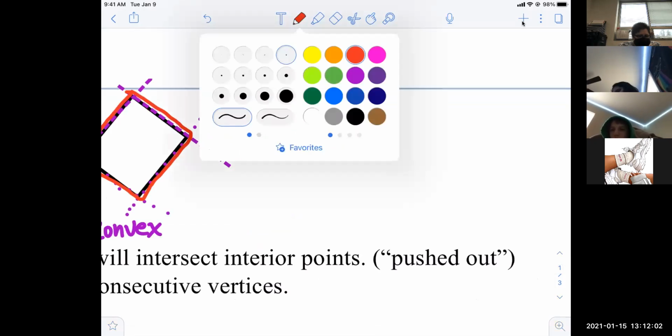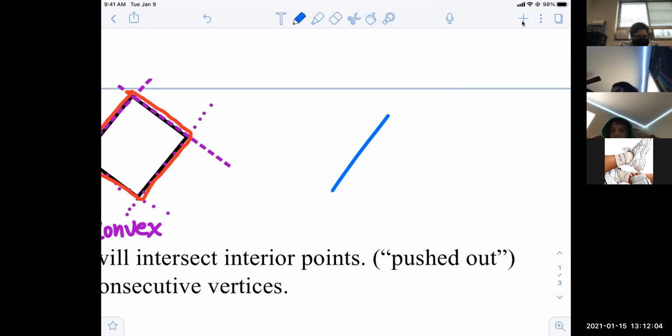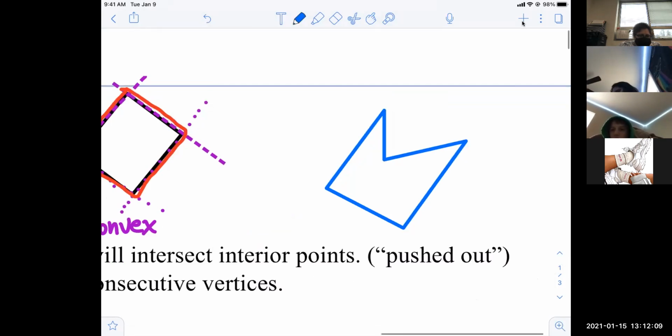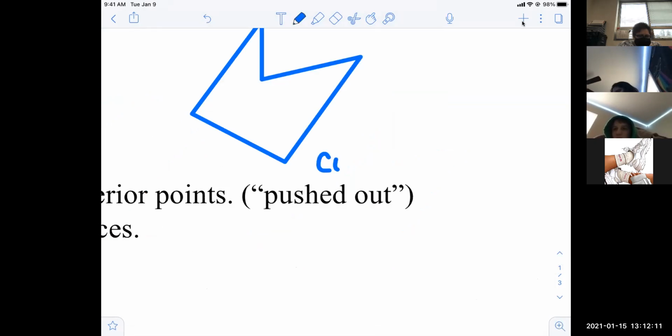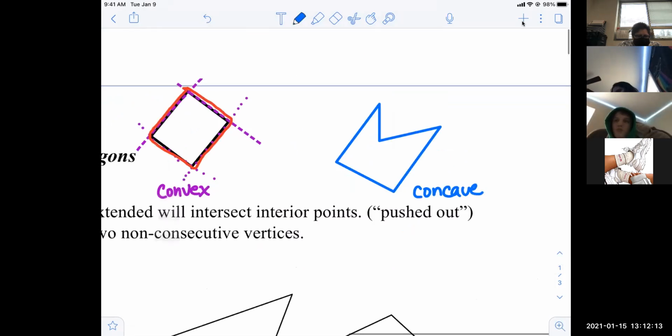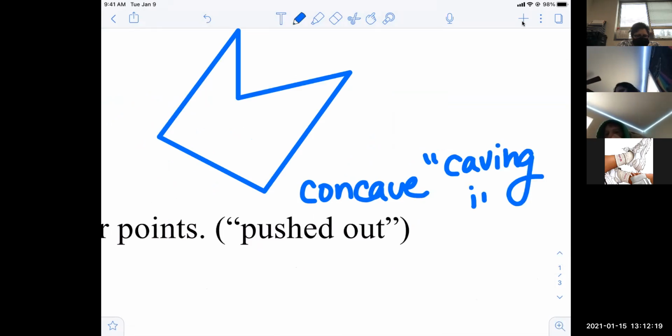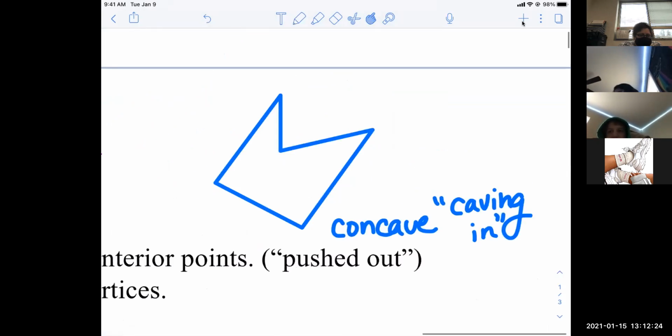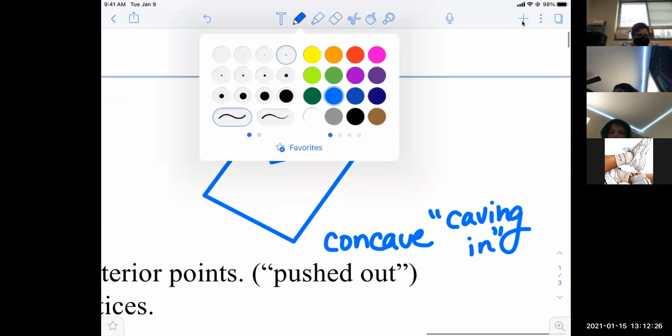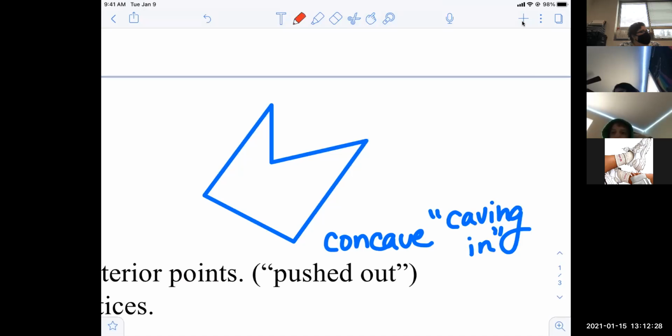The other one, do you guys know what the other one's called? Concave. So here's a concave shape. It doesn't matter how many sides it has, but this one is concave. And you can think of that kind of like caving in. Did we talk about that before? Okay, good.